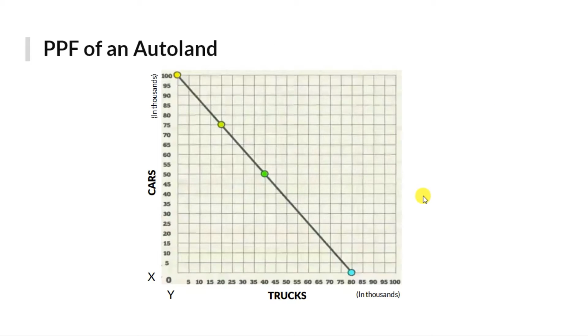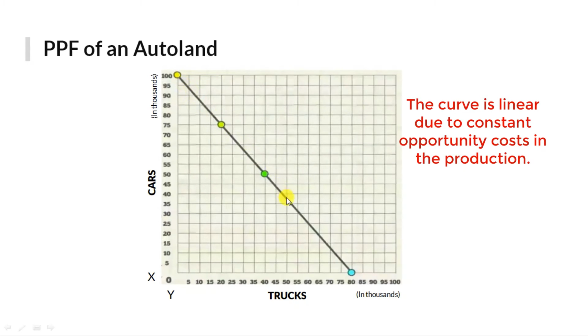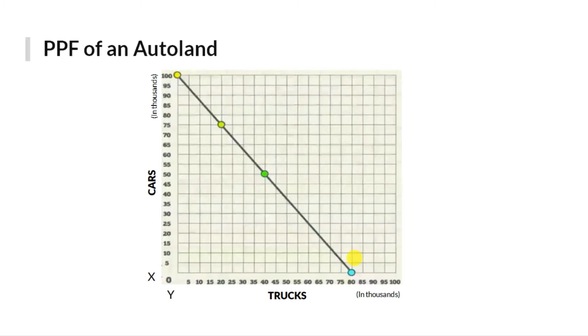Let me show you. This is the PPF, which shows the maximum possible amount of cars and trucks that can be produced in an economy. So if all the resources are allocated to only the car industry, 100,000 can be produced, this 1 lakh. And if all the resources are allocated to truck production, 80,000 can be produced. And this is a line which shows that if resources get allocated in both the sectors, both goods can be produced, right? Here we are saying that this curve is a negatively sloped linear curve, which means that there is constant opportunity cost, but in general it is a concave curve that we see.